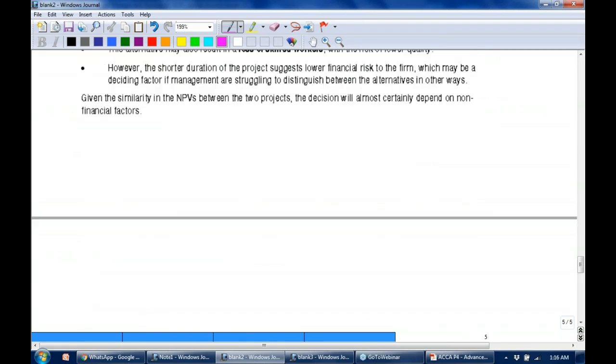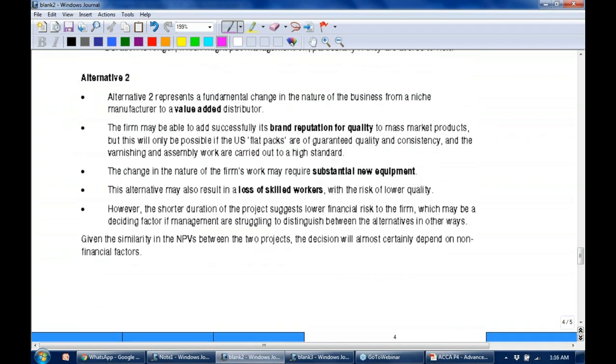But on the other hand, alternative two: a fundamental change in the nature of the business from a niche market to a value-added distributor. The firm may be able to build a successful brand reputation for quality, but this is only possible if flat packs are guaranteed quality and consistency. It's all about the branding and the quality. The change in the nature of the firm requires huge investment and new equipment. The alternative may also result in loss of skilled workers. Do we have the skilled workers for this? We have the experience of it. However, shorter duration means lower financial risk. But overall, given the similarity in NPVs between the two projects, the decision will almost certainly depend on the non-financial factors.